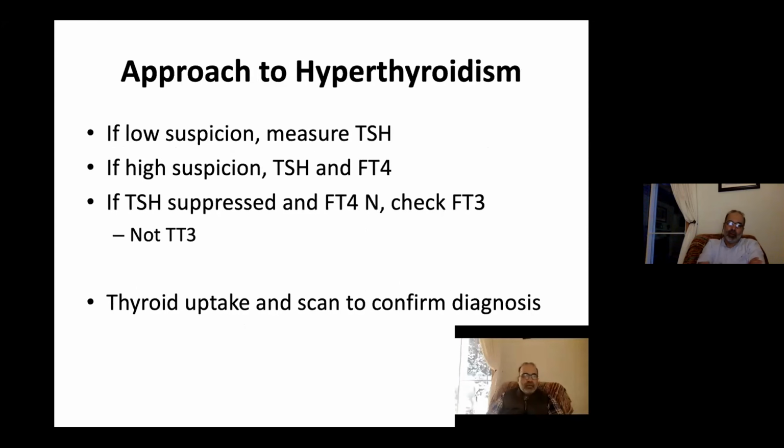So in most cases of hyperthyroidism, if you have low suspicion, just measure TSH. That's a single good test. If you have a high suspicion, you measure both TSH and T4, and that can tell if it's primary or pituitary related. If TSH is suppressed and T4 is normal, then you should check free T3, because sometimes these patients just have T3 toxicosis. A Graves' disease or multinodular patient doesn't necessarily have high T4, but just has high T3. So you have to check that. And then you can do your thyroid uptake and scan to confirm the diagnosis.